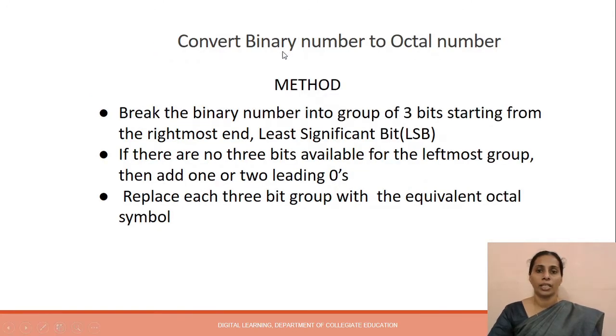Firstly, convert the binary number to octal number. For this conversion, the procedure is like this. Break the binary number into groups of 3 bits starting from the rightmost end, that is the least significant bit. If there are no 3 bits available for the leftmost group, then add 1 or 2 leading zeros to that. Then finally, replace each 3-bit group with the equivalent in octal.